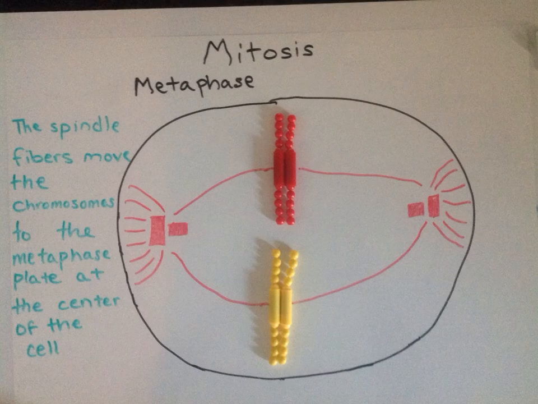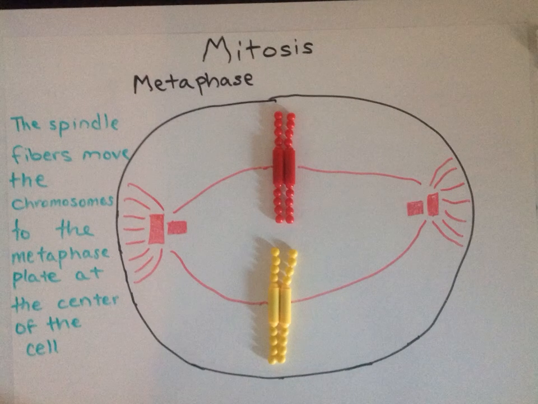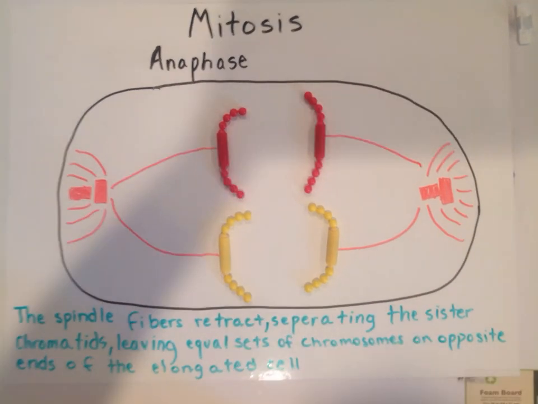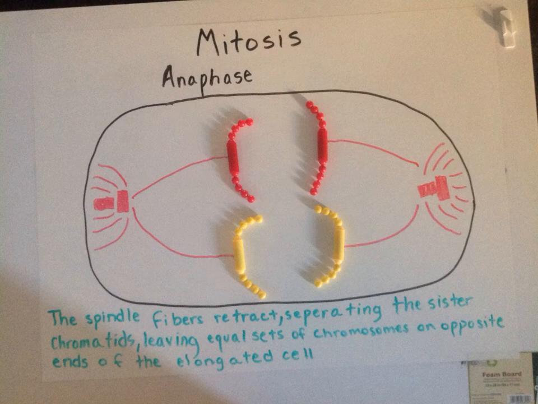The third phase is anaphase. In anaphase, the spindle fibers retract, separating the sister chromatids, leaving complete and equal sets of chromosomes on opposite ends of the elongated cell.